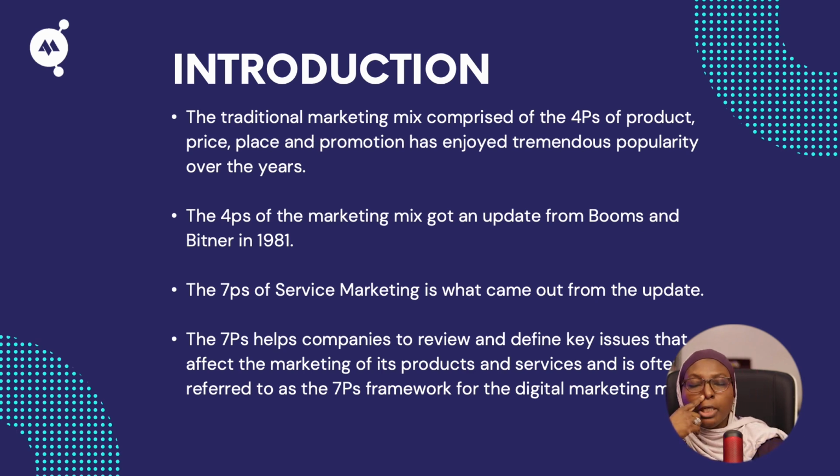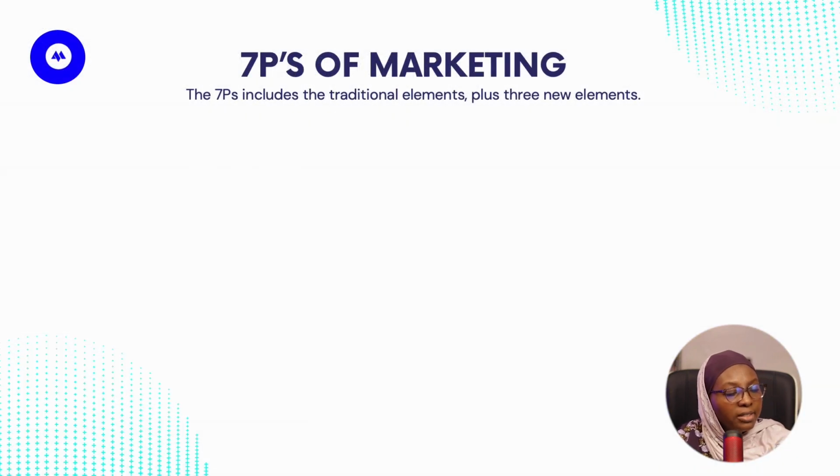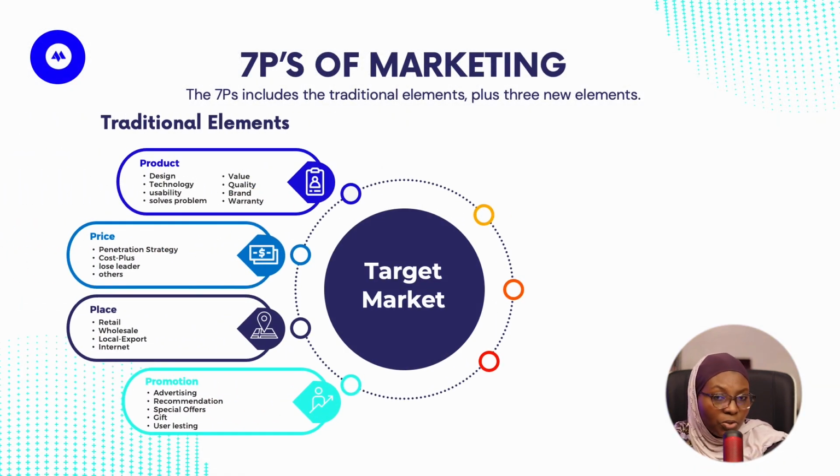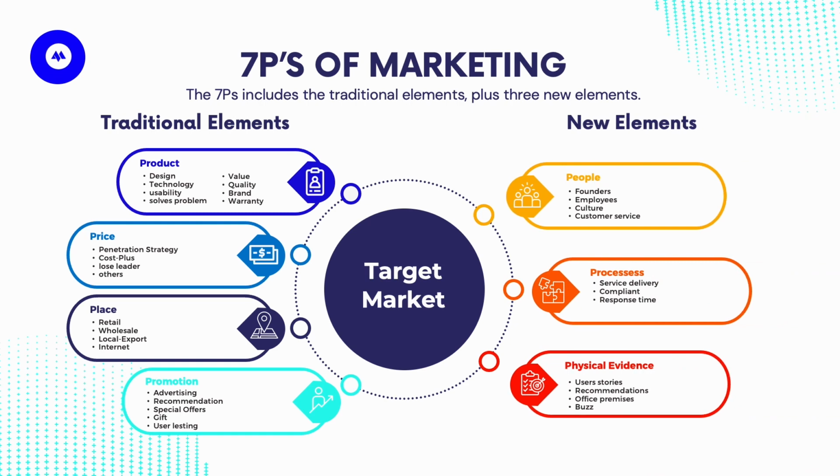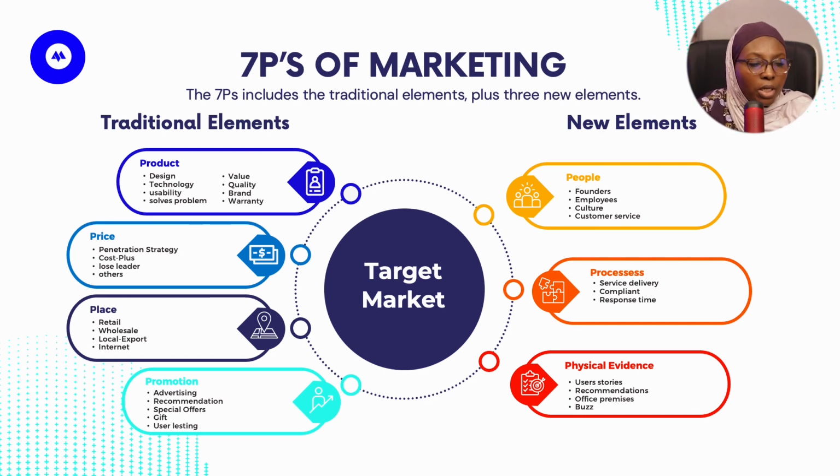So looking at the 7Ps of marketing, they include the traditional elements, which is of course the 4Ps as we know them: the product, the place, the price, and the promotional strategies. But then you also have what we call the new elements. These new elements include the people, the processes, and the physical evidence. Here the new elements focus on the people, which are your target customers, and even the stakeholders around the business, and the role that they play towards getting or positioning your product in the market. Again, we're going to look at each one.